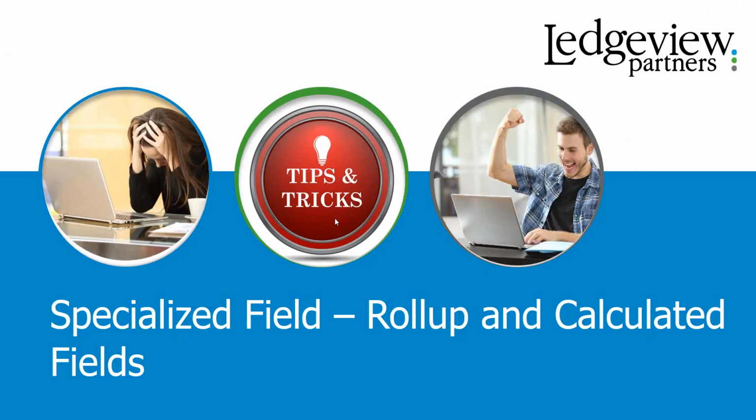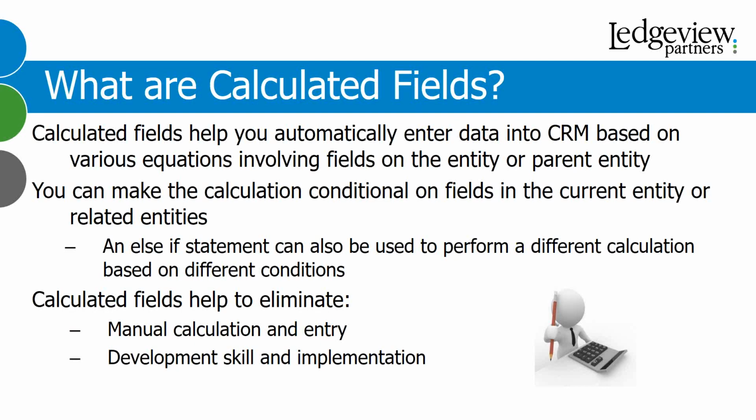Next, we're going to move into some specialized fields, specifically the roll-up and calculated fields. So what are calculated fields? They're basically fields that help you automatically enter data into CRM based on some various equations that are involving fields on the entity or parent entity. Now, what this is really nice about is instead of having to manually calculate different information and then entering that information to another field, you can have the system do the work for you. You can also make those calculations conditional on fields in the current entity or related entities. So you can have conditions in which a calculation actually occurs.